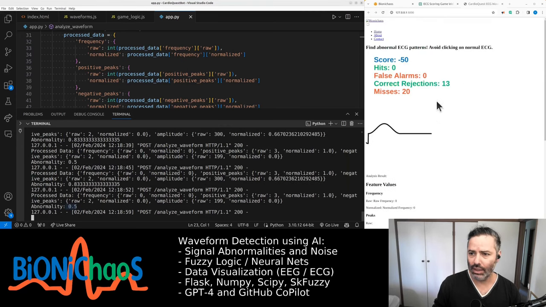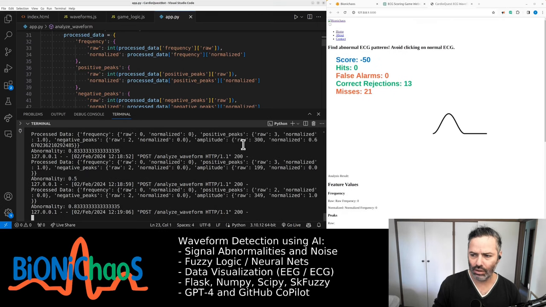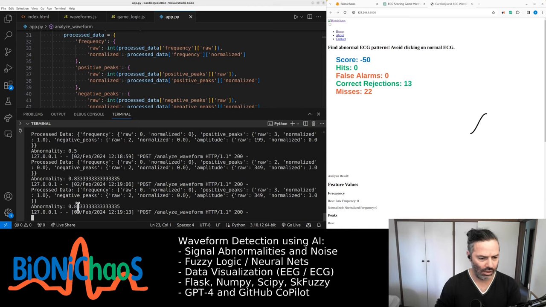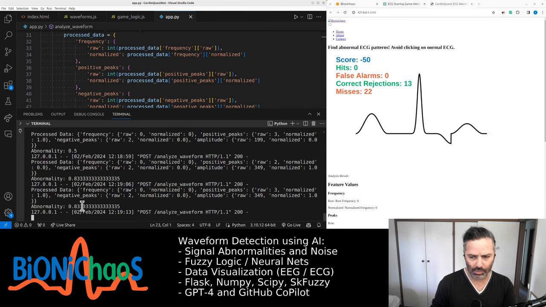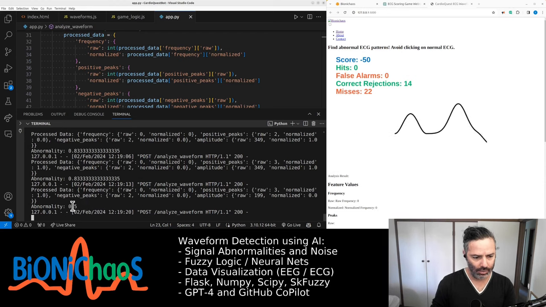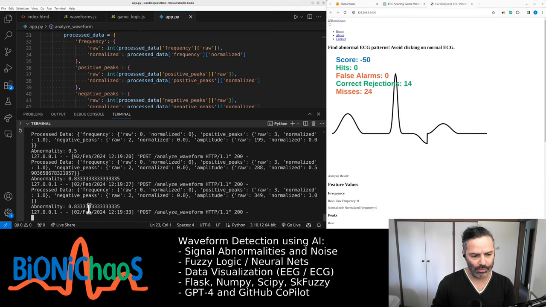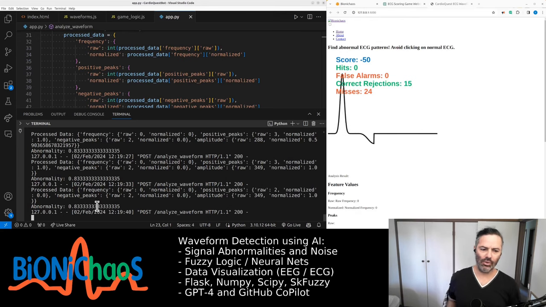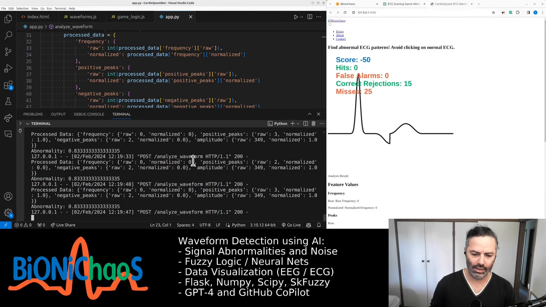Abnormality 0.8, let's see if it's actually correct or not. So this is abnormal, abnormal EEG. Once it passes, it's abnormality 0.8. This one, normal ECG, and it says abnormality 0.5. This one here, 0.8 again. This one will be harder to detect. It's always showing 0.8 or abnormal. I think it's abnormal again. Well, and this is a normal ECG and showing abnormality rate.